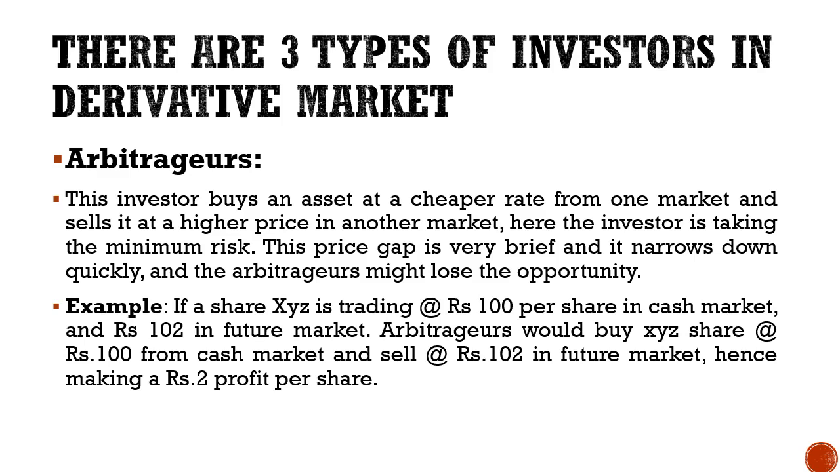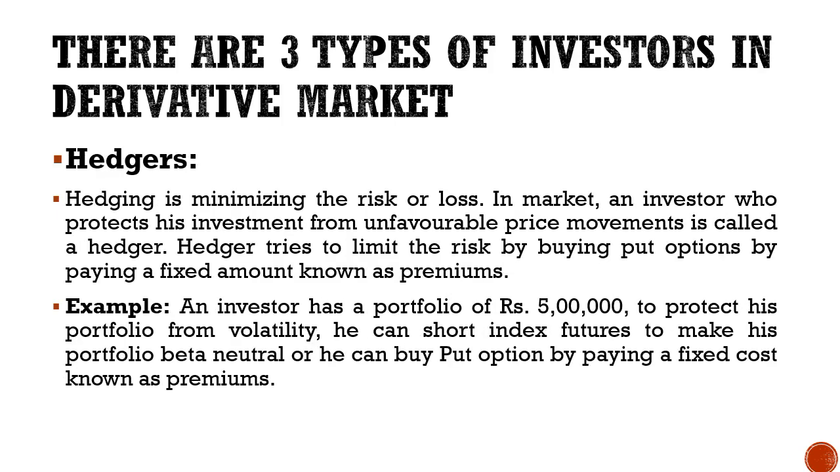This is the first type of investor in the derivative market. The next type is known as the hedger. Hedging is minimizing the risk or loss, as we have learned earlier also. In the market, an investor who protects his investment from unfavorable price movement is called a hedger. So any person who tries to protect his investment from the volatility of the market is known as the hedger. The hedger tries to limit the risk by buying put options, by paying a fixed amount known as premium.